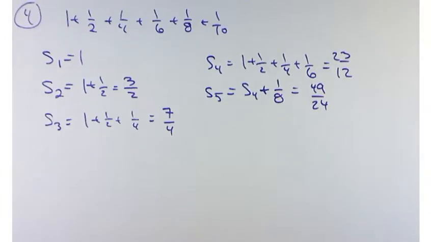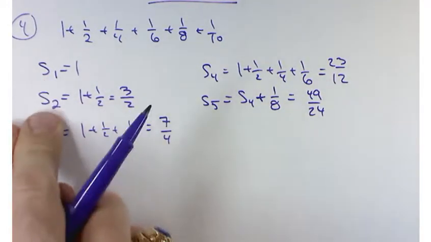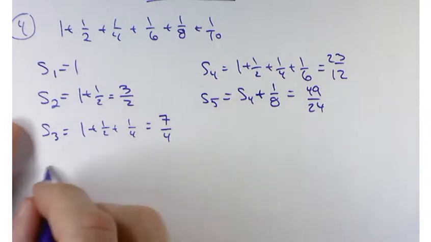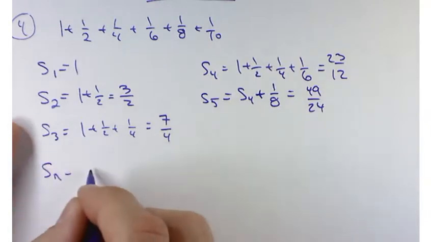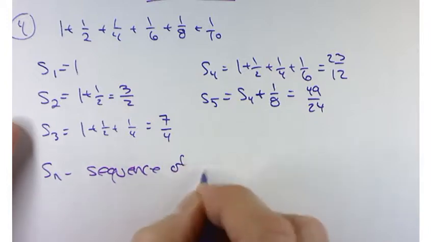So that's my sequence of partial sums. And that's what these things are: partial sums. The sum of the first n terms, S sub n, the sequence of partial sums.